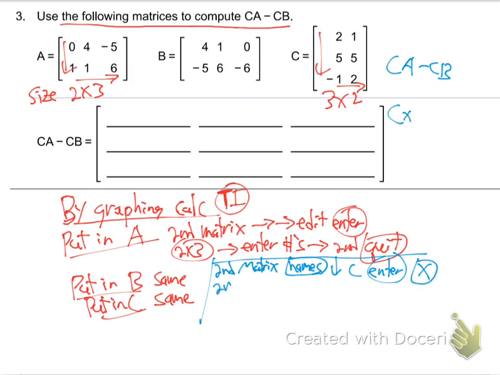And then you go times, so you're going to do C times on the main screen. And then you do second matrix again on names. And this time you're right on A. You don't have to go down. Hit enter, and it'll put A on the main screen. And then you go minus for subtraction. And then you just keep going. You can do C and B and hit enter, and you'll get your answer. So that's how you do those.